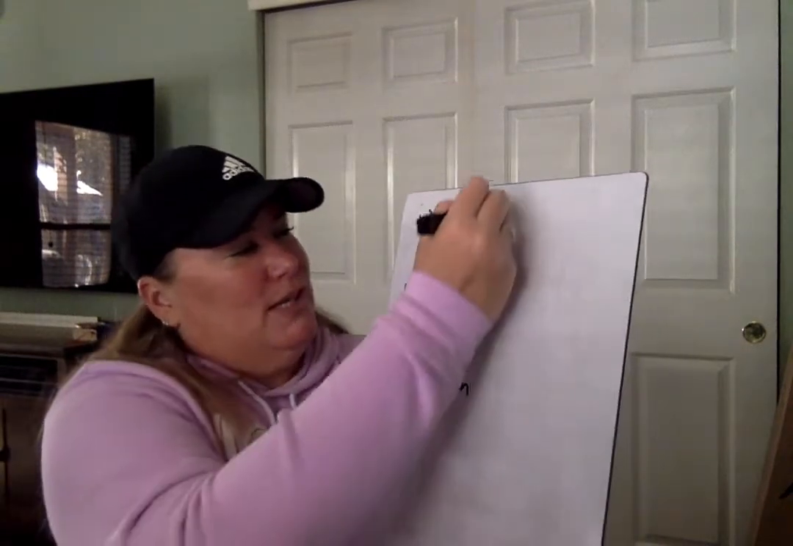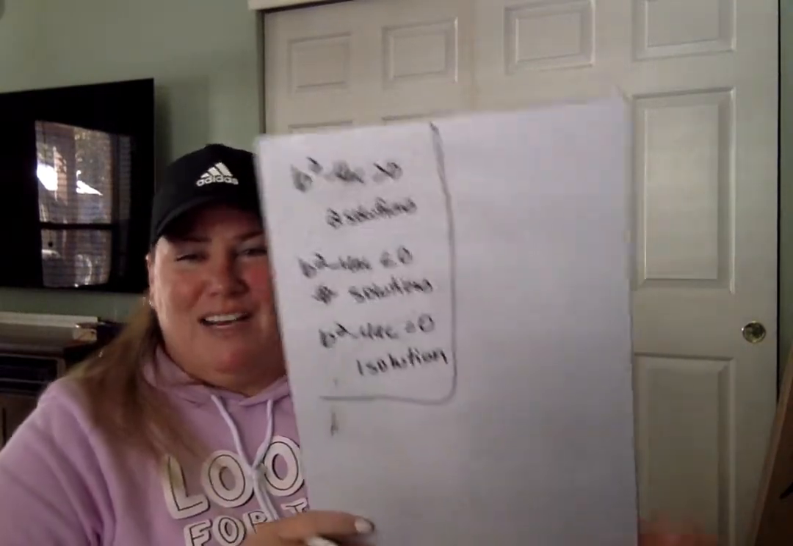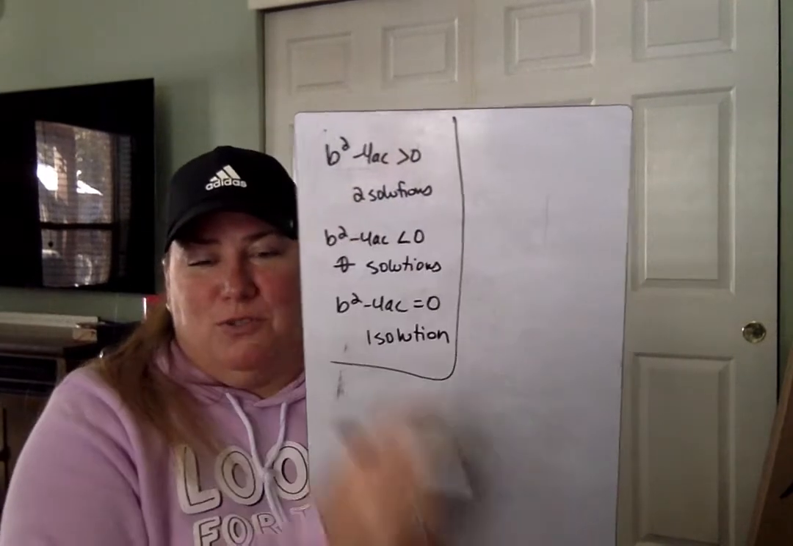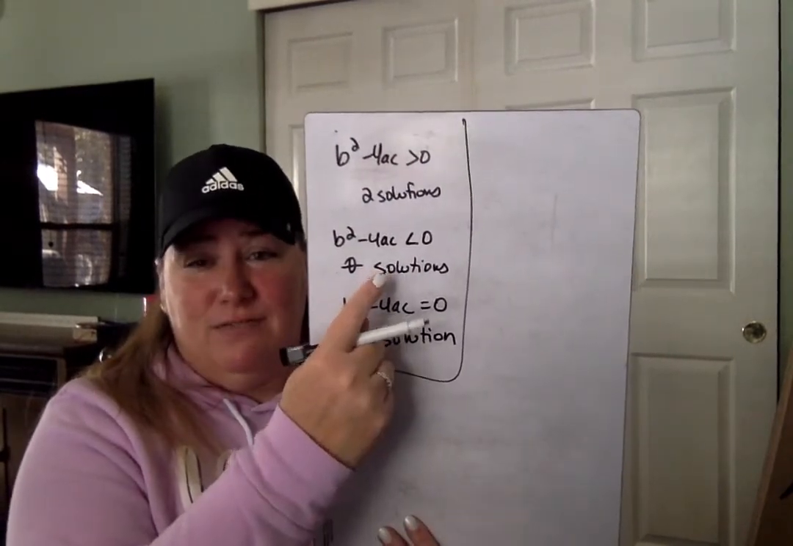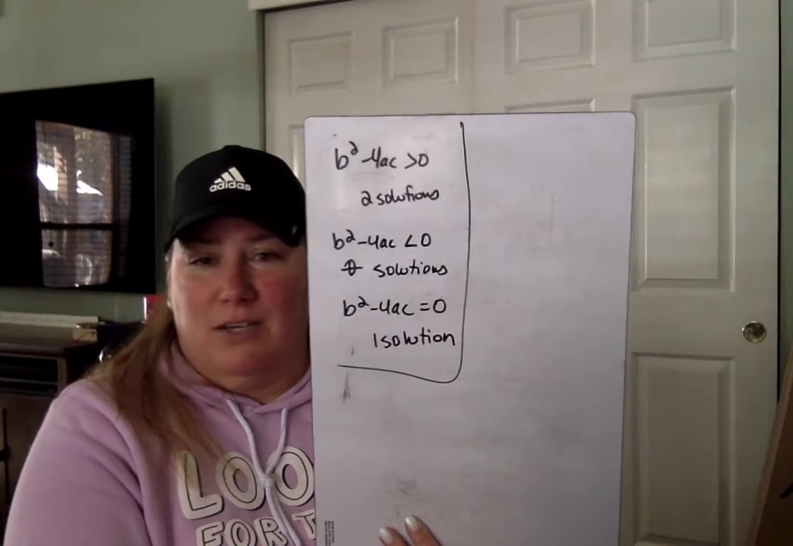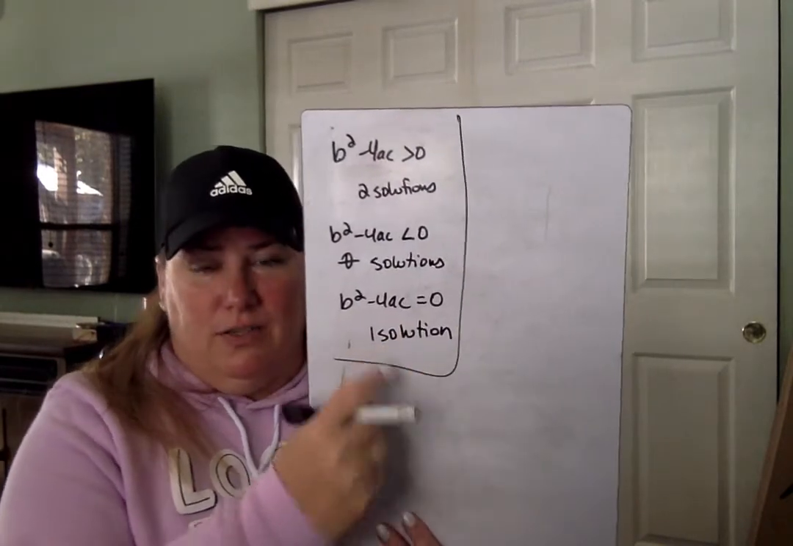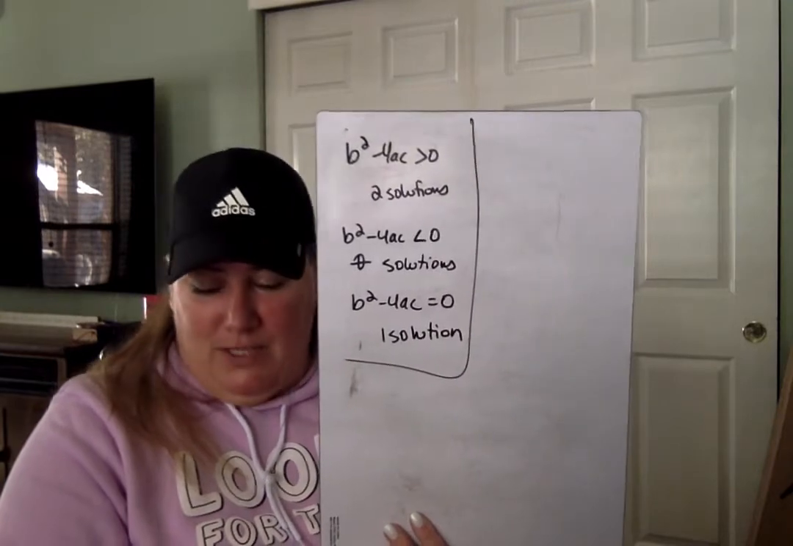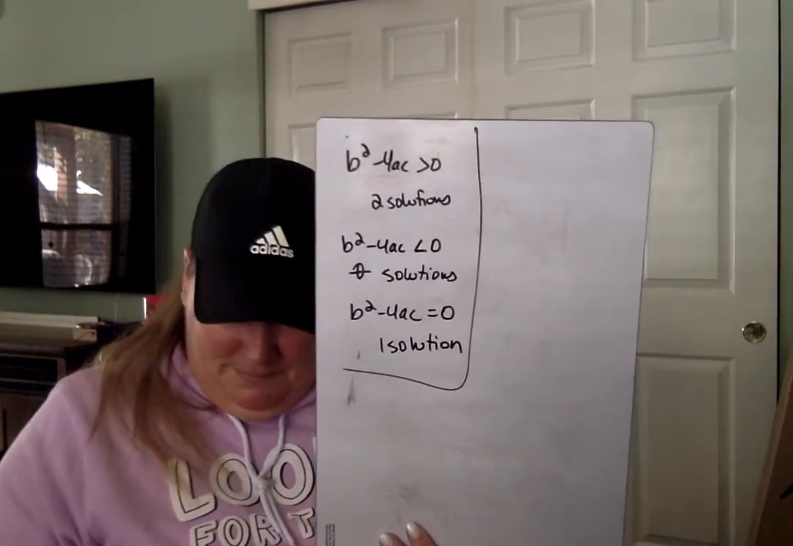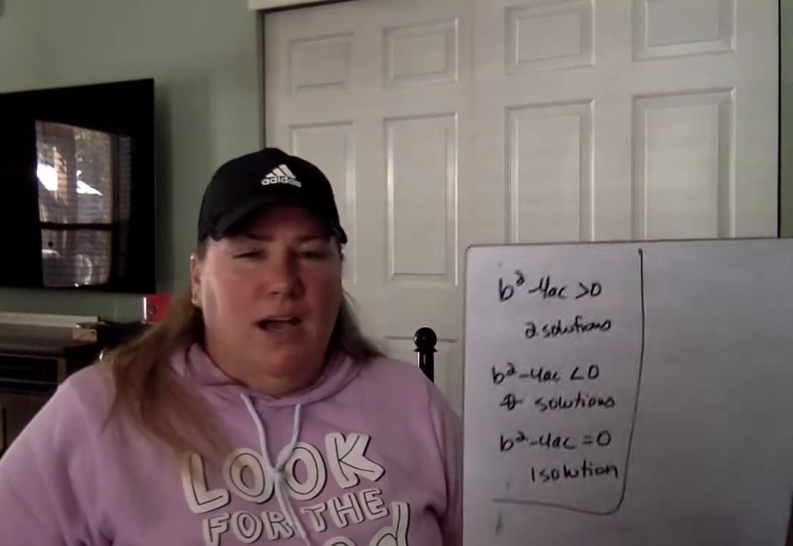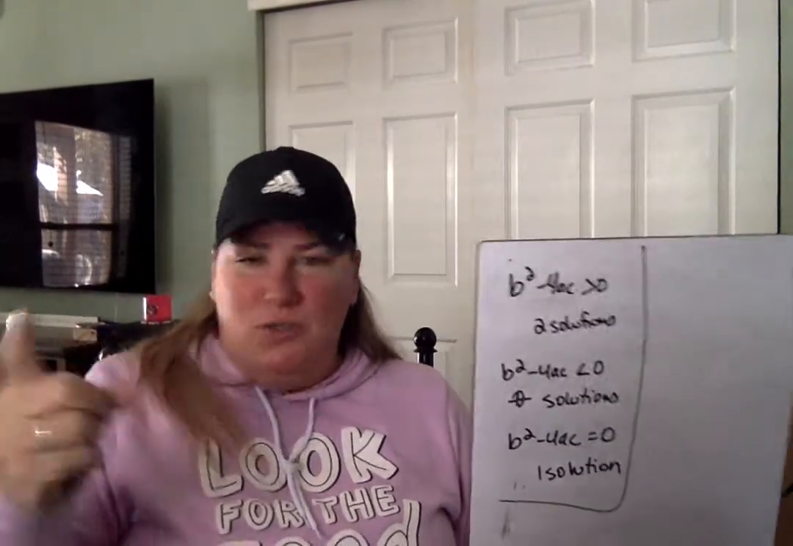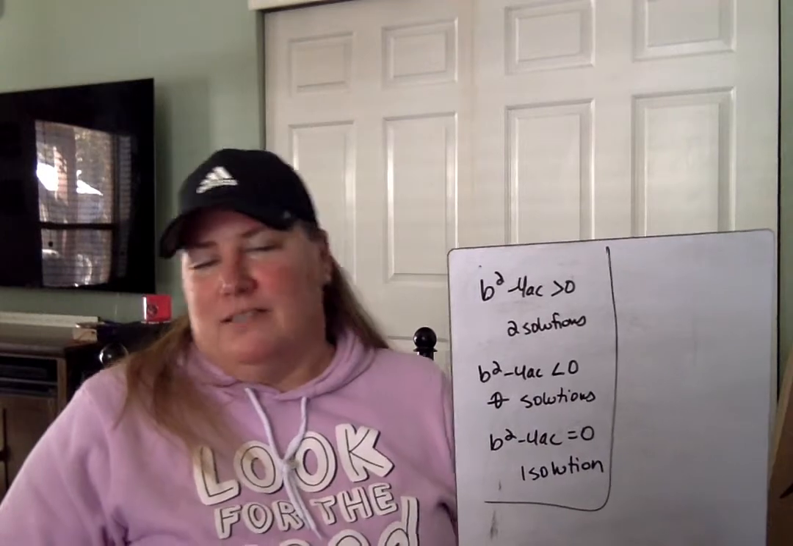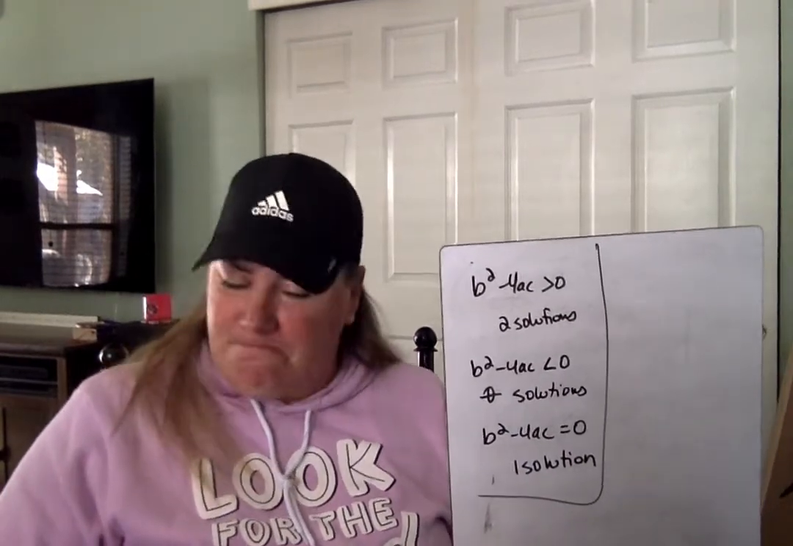So what you look for, guys, is your sign of the discriminant. Really. If it's positive, there's 2 solutions. If it's negative, there's 0 solutions because your parabola's not crossing. If it equals 0, there's 1 solution. That was the giveaway. I wanted to have like a 2 solution, a 1 solution, and a 0 solutions, but I guess it didn't work that way. Oh well.